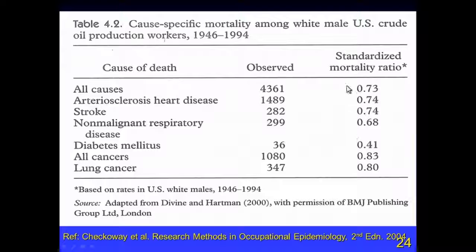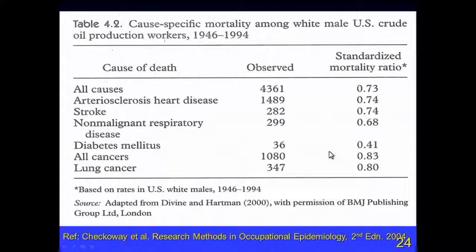And we use incidence rates from a comparison group, often a population comparison group. So you can see when we compare these crude oil production workers to the general population, they appear to have a lower all-cause mortality rate, and this actually seems to be common across many of the conditions, including diabetes and so on, lung cancer even, suggesting maybe that they smoke less than the general population.